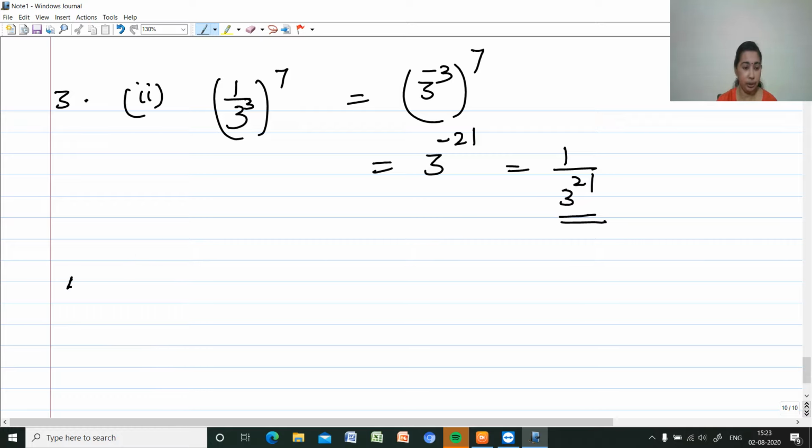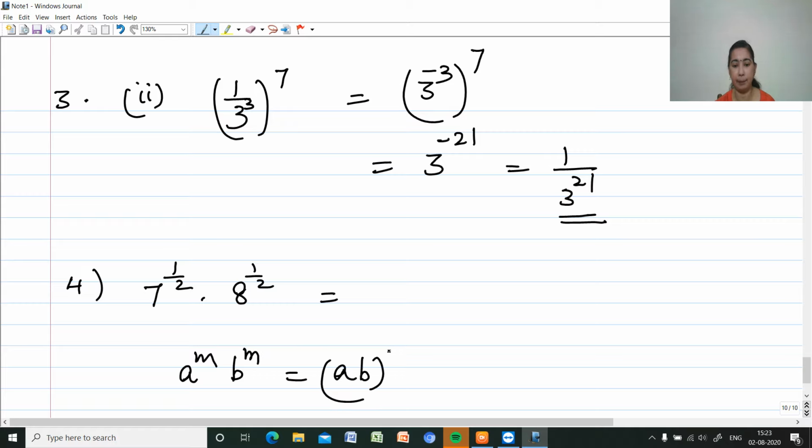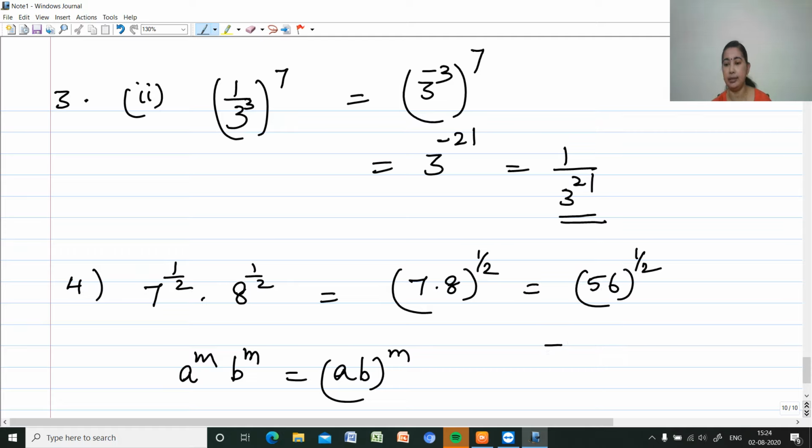Then what about the fourth question there? 7 raised to 1 by 2 into 8 raised to 1 by 2. As we have learnt, a raised to m into b raised to m is equal to ab whole raised to m. Same way here also, 7 into 8 whole raised to 1 by 2, which is equal to 56 raised to 1 by 2. That is square root of 56. How can you simplify this 56? We need to check whether we can find the square root or not. There is no exact square root. So 56 raised to 1 by 2, or root 56, you can keep it there.